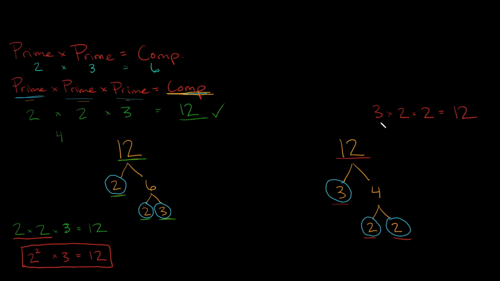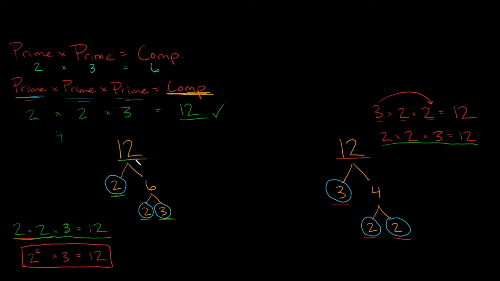12. Now, one thing I'm going to do real quick is just rewrite my prime numbers from least to greatest. So I'm going to just rewrite this as 2 times 2 times 3. So basically, I just moved the 3 to that side, okay? And again, we're saying this is equal to 12. So did we get the same answer? Well, here we just got 2 times 2 times 3 is equal to 12, right? And what do we get over here? 2 times 2 times 3 is equal to 12. So as you can see, we got the exact same answer, right?